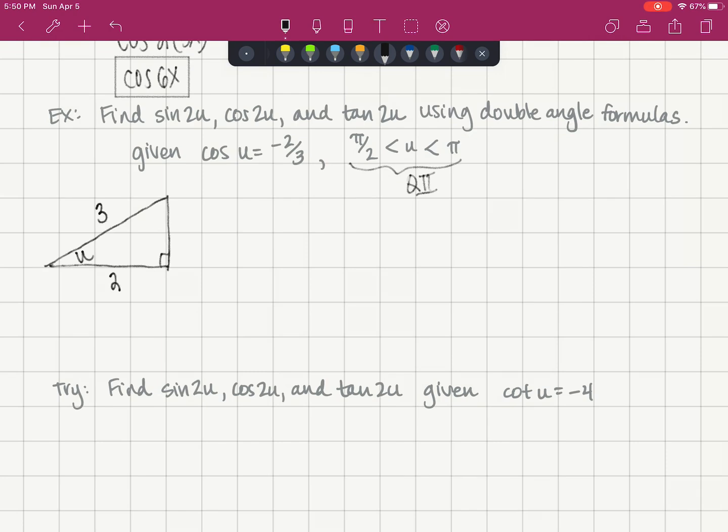and it's a right triangle, my angle is u, the adjacent side is 2, and the hypotenuse is 3. And I'm going to put a big fat Roman numeral 2 in there so I don't forget that my angle is in quadrant 2. My opposite side is going to be the square root of 9 minus 4, which is the square root of 5.